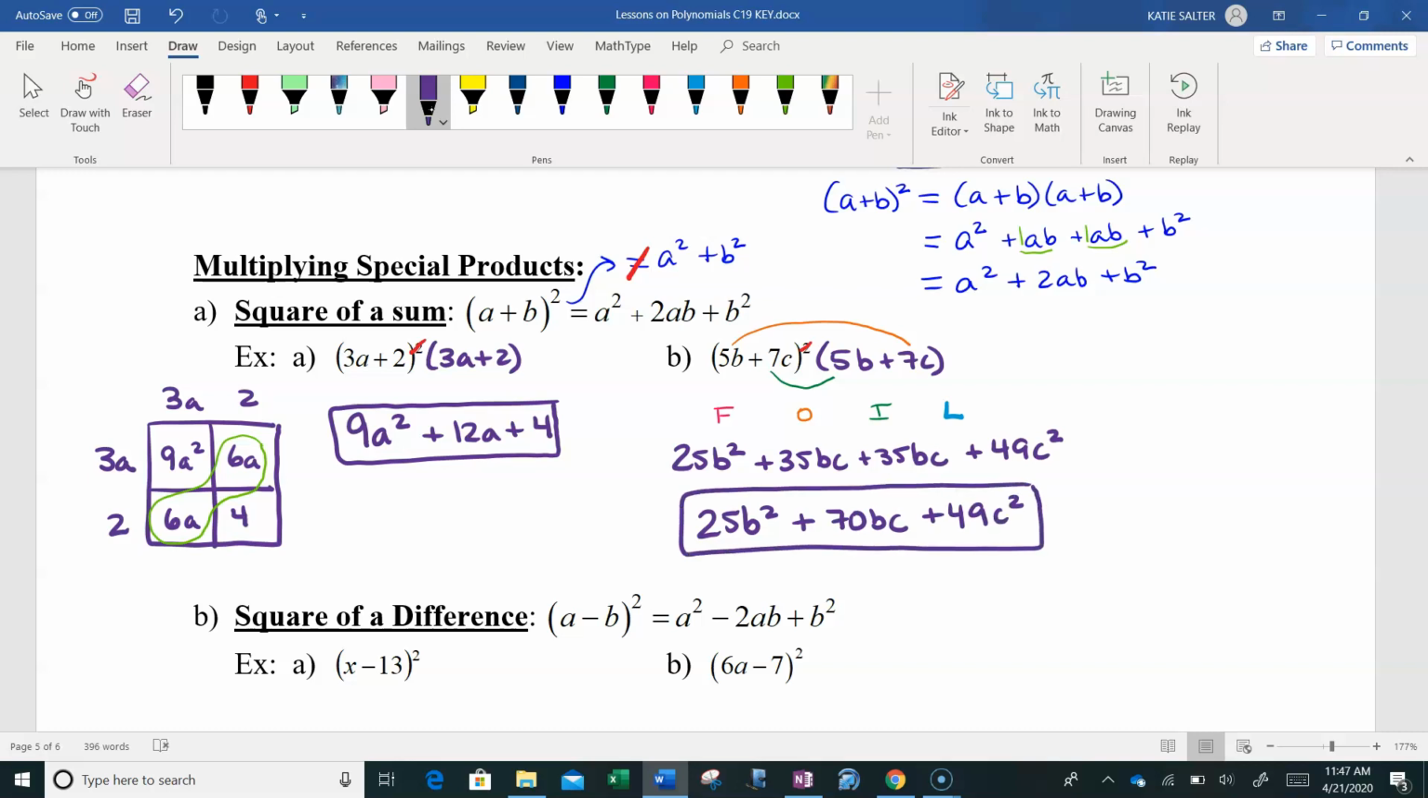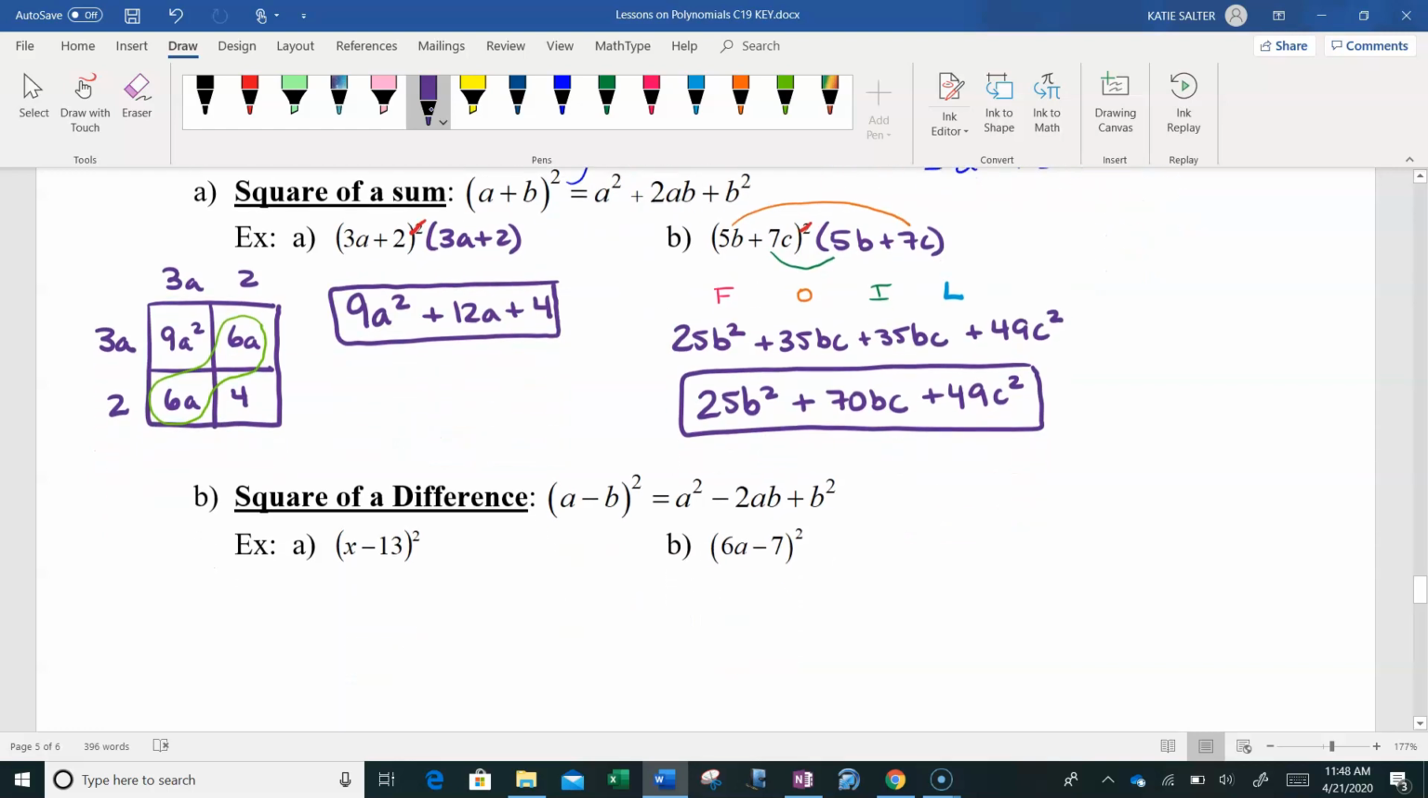All right, the next set of problems is the same. The only difference is it's the square of a difference. You do the exact same thing. You're going to write it twice and box, FOIL, or distribute. The only difference is if you look at the actual formula or pattern, the middle term this time will be negative. So let's just work one out and see how that works out.